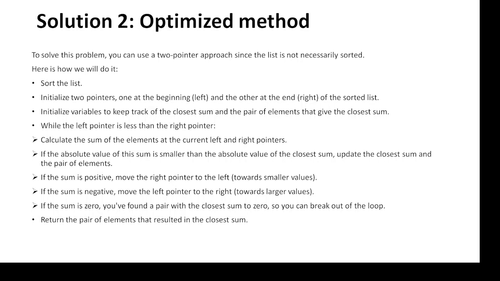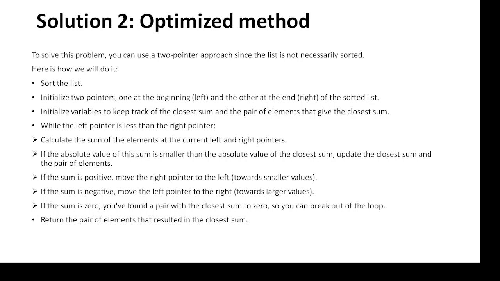Again, we will assign float inf to the closest sum variable, and the closest pair variable to keep track of which pair of elements is giving me the closest sum. Now while the left pointer is less than the right pointer, we will calculate the sum of the elements at the current left and right pointers, those two elements where my left and right pointers are indicating at that particular point of time.